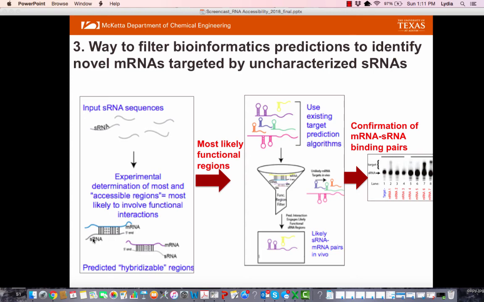Third, something that we're really excited about is our ability to use experimental accessibility data for novel target discovery. Specifically, we have successfully implemented this method to filter bioinformatics predictions by only considering for experiments targets that bind regions that show extremes in accessibility with our assays. We have had some success with this approach and have been able to experimentally verify novel mRNA targets.